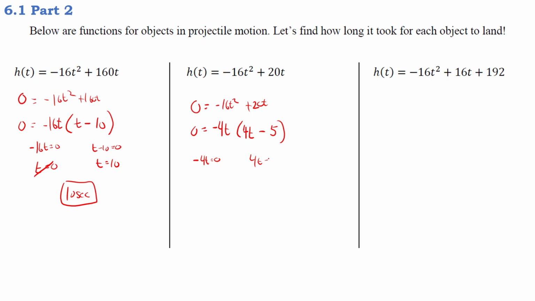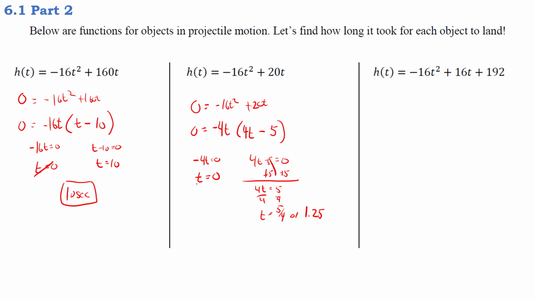And 4t minus 5 equals 0. So over here on the left, we got t will equal 0 overall for that one. And if we add 5 to both sides, we get 4t equals 5, and then we divide by 4. So t is equal to 5 over 4. Or you can simply say 1.25.